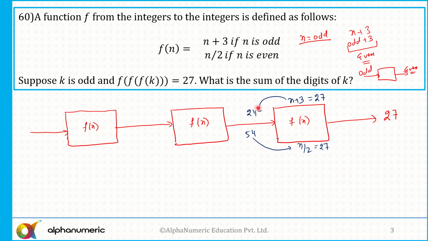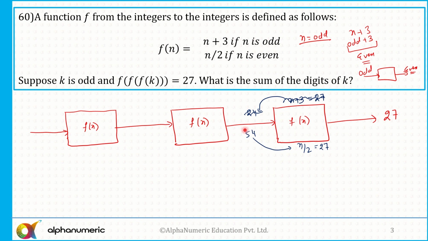So this case will be ruled out here. Alright, this case will be ruled out. So I can say this case is not possible. Which means the output from the second machine is 54. 54 is an even number, and if it is even, it will be 54 by 2, and I'll get the output as 27.